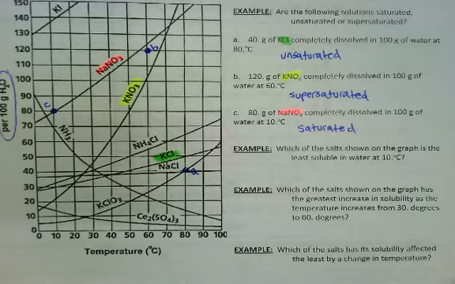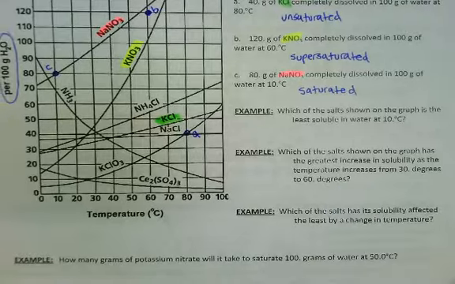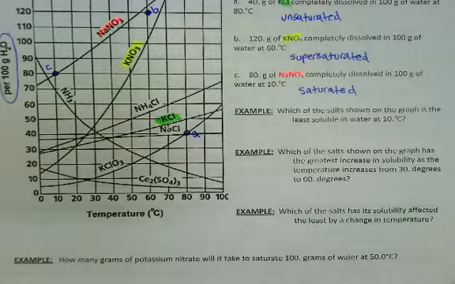What questions do we have about those first three? Okay. The next example asks, which of the salts shown on the graph is the least soluble in water at 10 degrees Celsius?